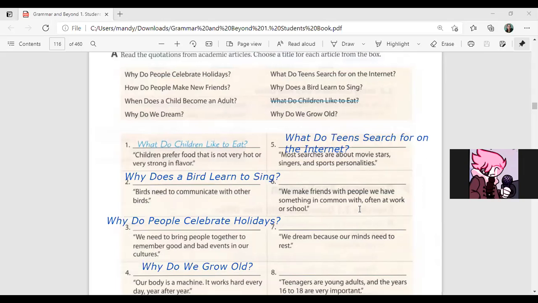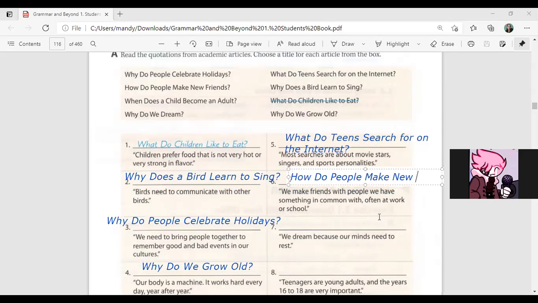Next one, we make friends with people we have something in common with, often at work or school. What do you think is the best title for this one? Okay. How do people make new friends? Yes, okay. Thank you, Abby. Thank you, Sasso. Yeah, it's this one. So let's see, how do people make new friends? That's good.